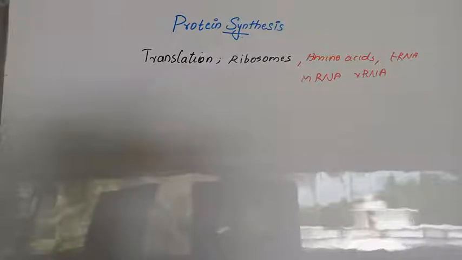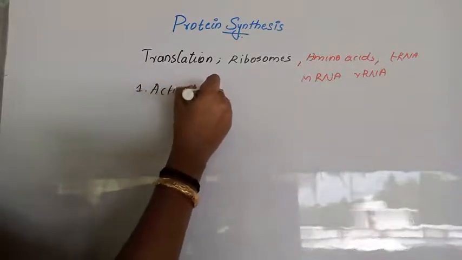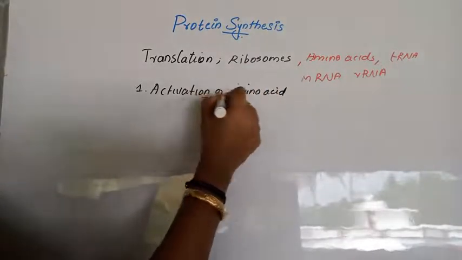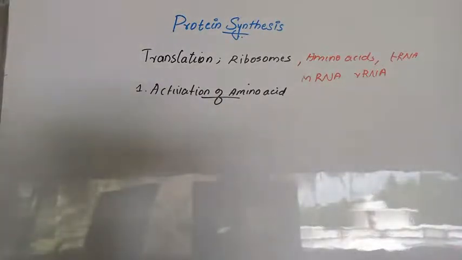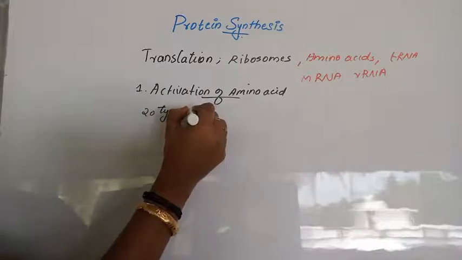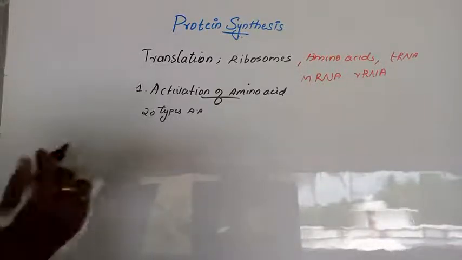The first step of protein synthesis is the activation of amino acid. 20 types of amino acids participate in protein synthesis. Amino acids react with ATP to form an aminoacyl AMP enzyme complex, which is also known as activated amino acid.